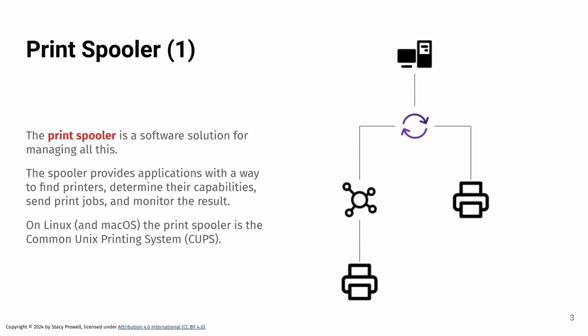So instead, we have a thing called a print spooler. A print spooler is software that manages the printer and print jobs and capabilities of the printer for us. It provides an application with a way to find the printer, figure out what the printer does, send print jobs, monitor the result, etc. On Linux and on Mac OS, the print spooler is the Common Unix Printing System, or CUPS.